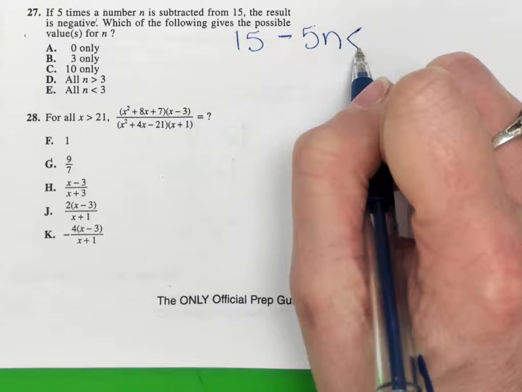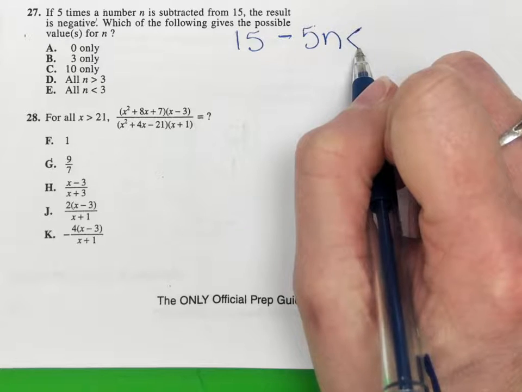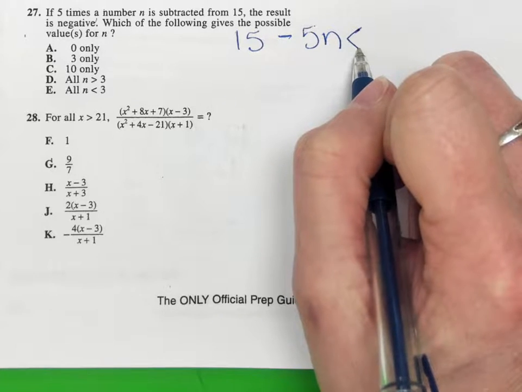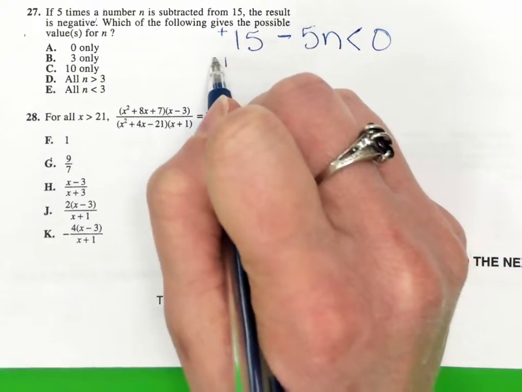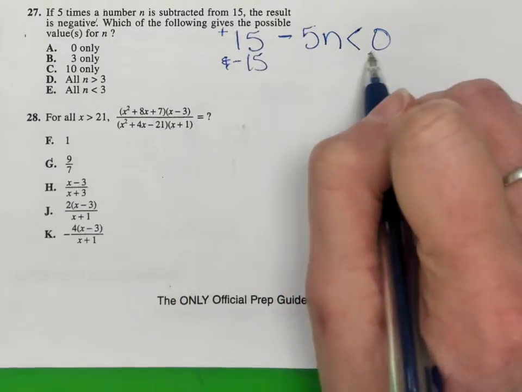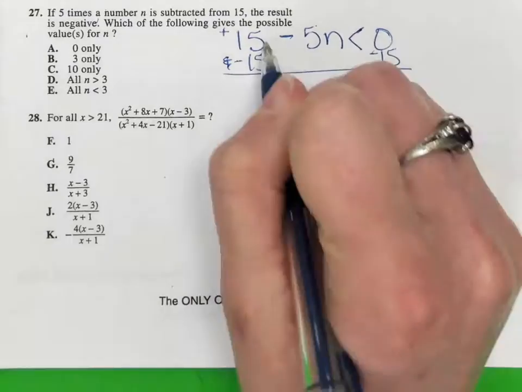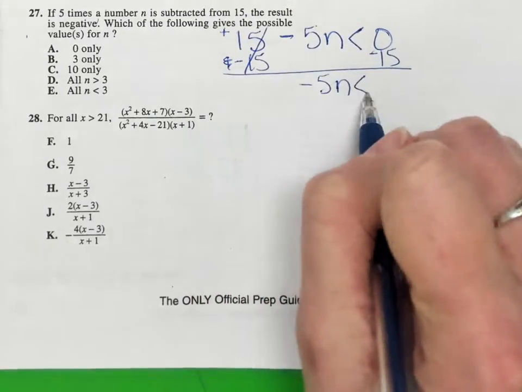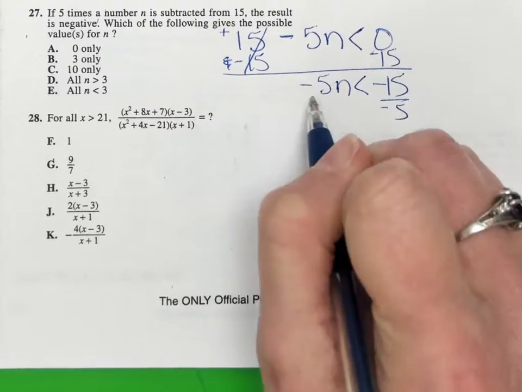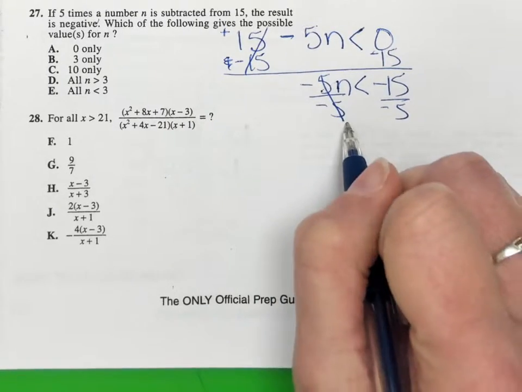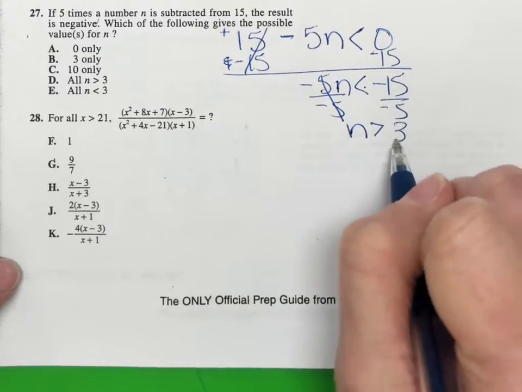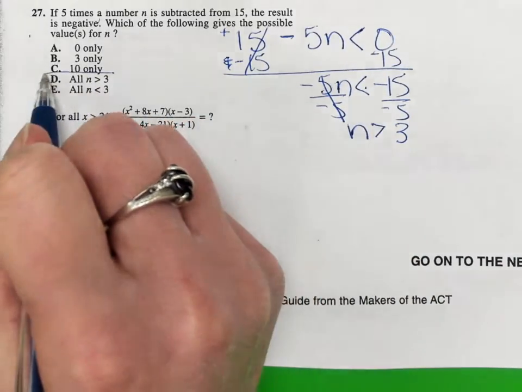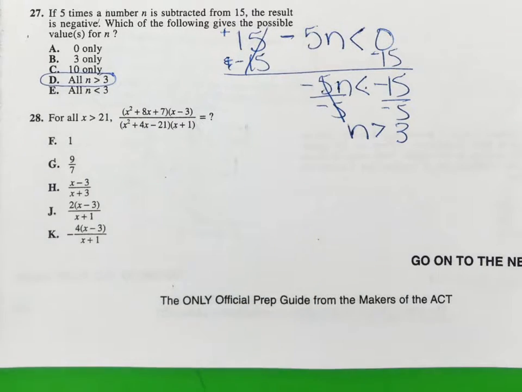And then it says, what number is the number that sits between positives and negatives? 0. All right, so this is a positive 15, right? So I'm going to subtract it. So you got negative 5n is less than negative 15. Divide. All right, here we go. What happens to this inequality sign when you divide by a negative? It switches. Very good. So that's your answer. D. Sweet.